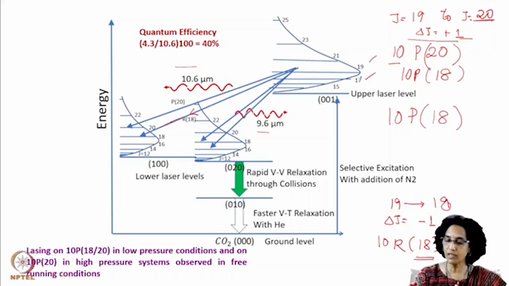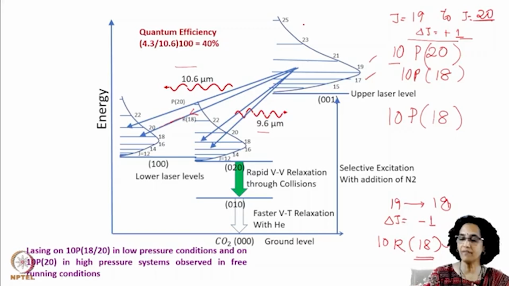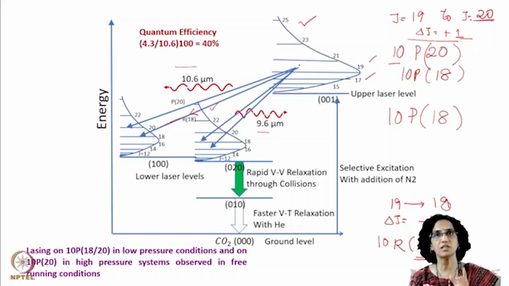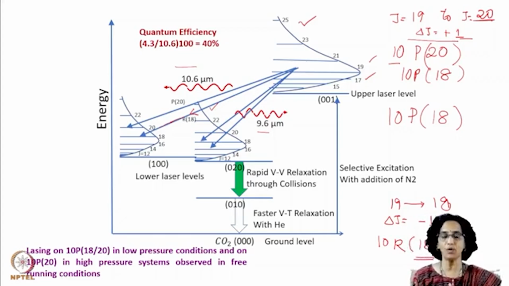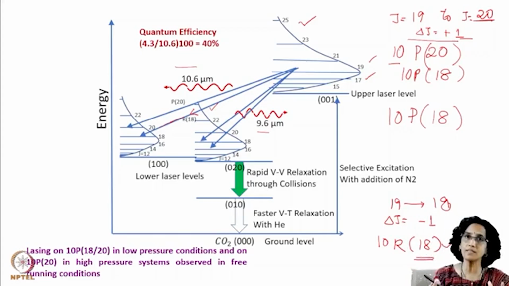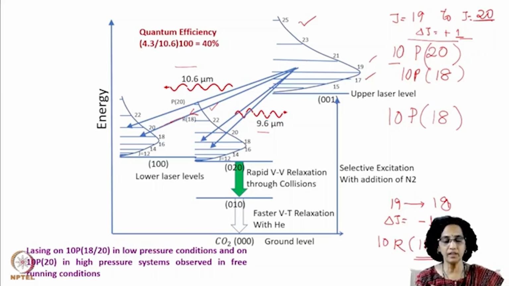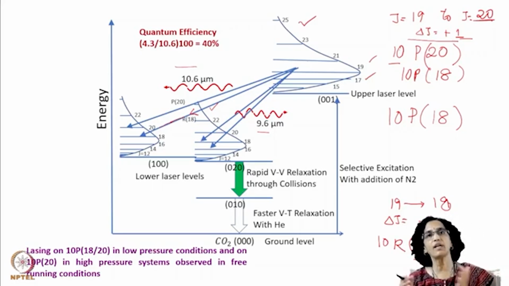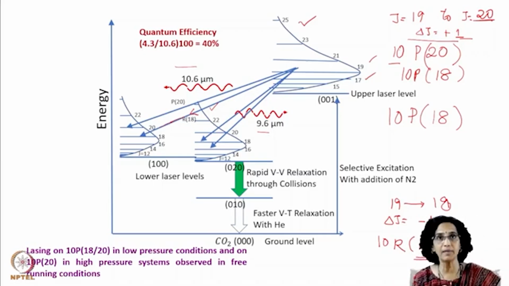This particular population curve is generally maintained in the upper level as well as the lower levels, and you have transition on generally one line, which is normally what we say is 10P18 or 10P20. This kind of operation is called free running condition. That means we are not putting any effort to obtain lasing on any one particular line or some other. I'm not saying I want 9 micron, in which case I may have to do some additional work.